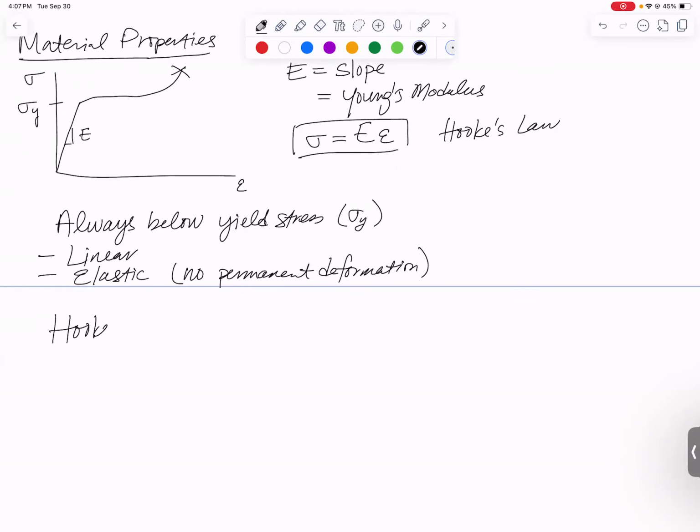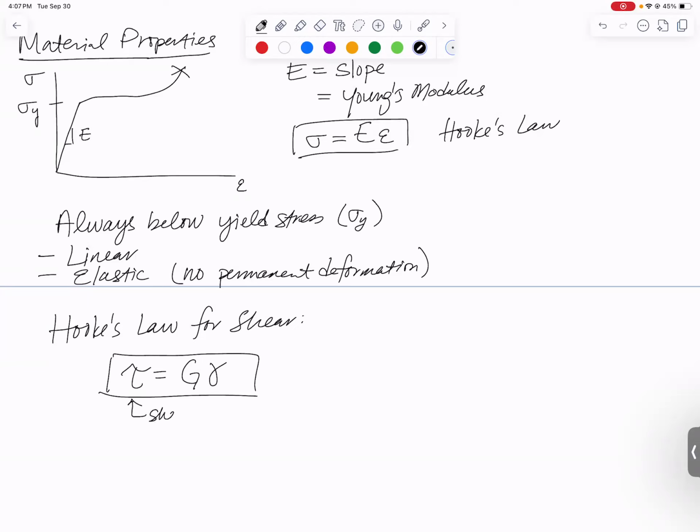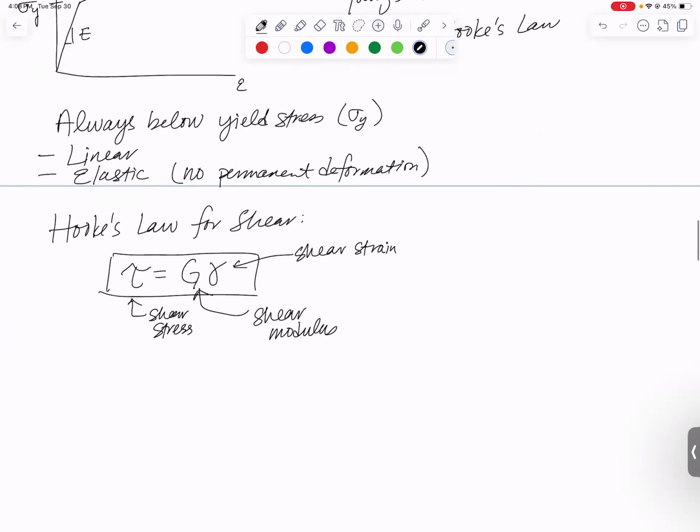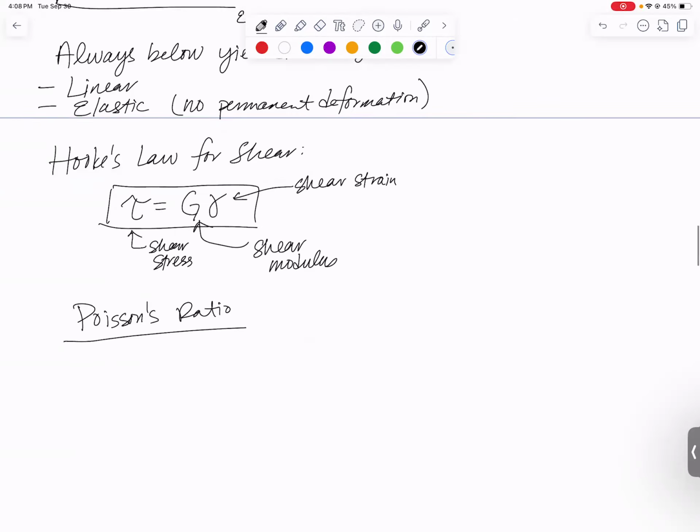We also had a couple more things in this chapter. We had Hooke's law for shear, which looks like tau is equal to G gamma, where tau is your shear stress, G is a material property called shear modulus, and gamma is that good old shear strain, which is an angle change in radians. The other thing we had was something called Poisson's ratio. Only people who speak French call it Poisson's ratio. Everyone else calls it Poisson's ratio. It is the Greek letter nu, and it is minus the ratio of a lateral strain to a longitudinal strain.